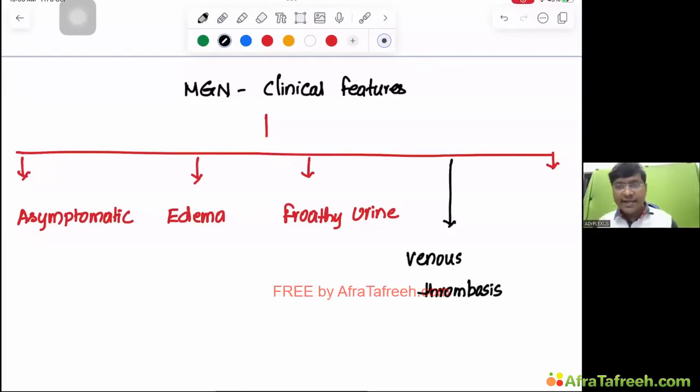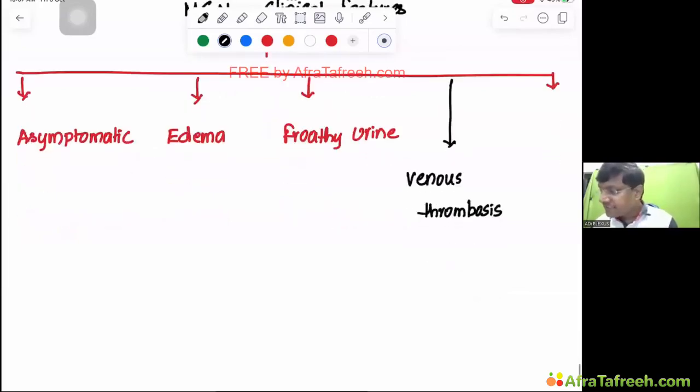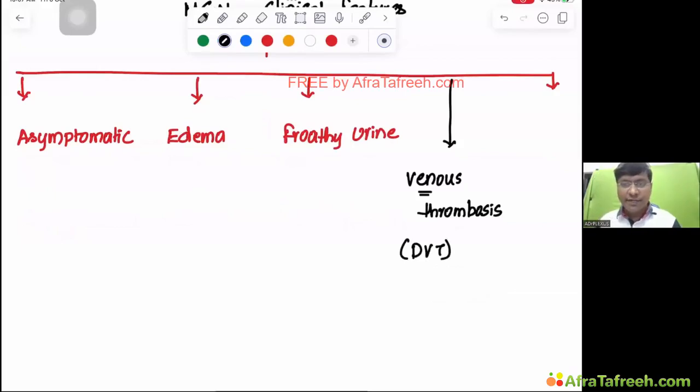So these are elderly individuals. In elderly individuals, what will happen? There will be arteriosclerosis. Now, once there is arteriosclerosis, there will be stasis of the blood. Along with stasis, these patients have dyslipidemias, and that is the reason why venous thrombosis is very, very common, right? And this venous thrombosis can be in the lower limbs, that is in the form of deep vein thrombosis. Okay.